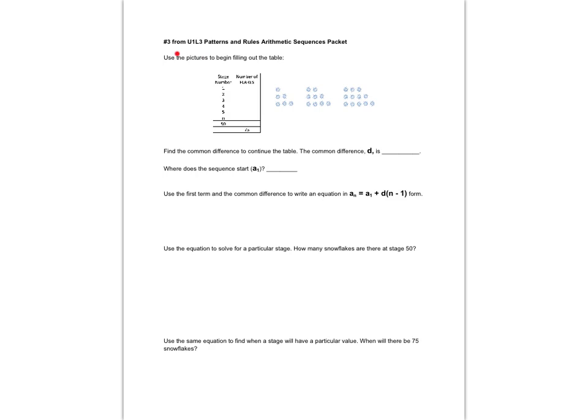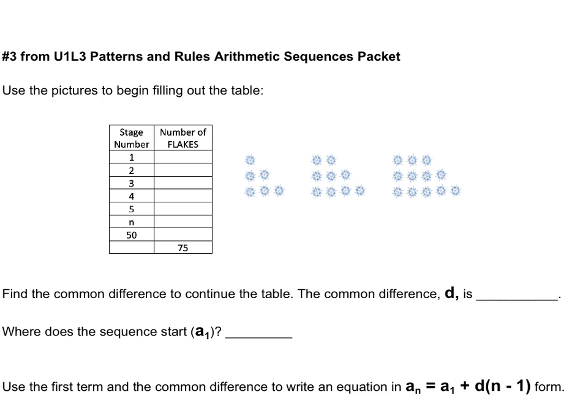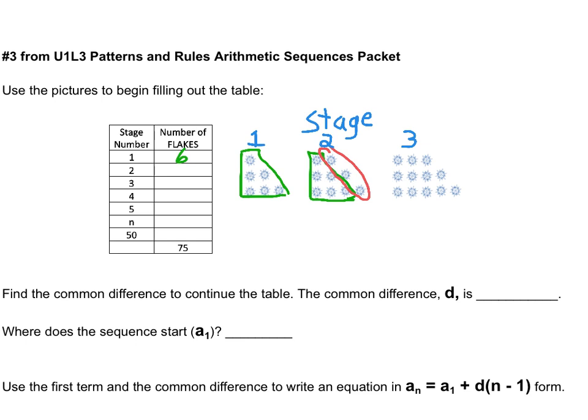This is number 3 from our Patterns and Rules of Arithmetic Sequences packet. Take a moment and try to fill in this table using the pictures of the snowflakes. Otherwise, we see that this first stage has 6 snowflakes, 1, 2, 3, 4, 5, 6. From the 6 that we had on the next stage, we see that we got 3 more. That's a total of 9 snowflakes in stage 2.